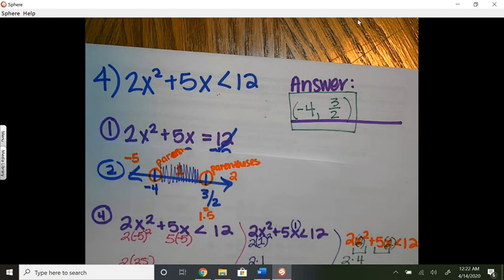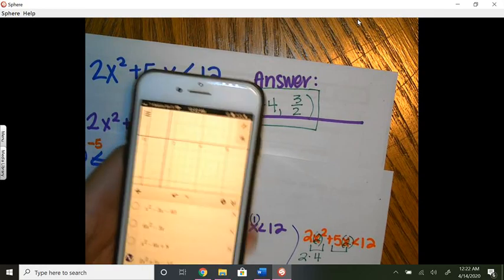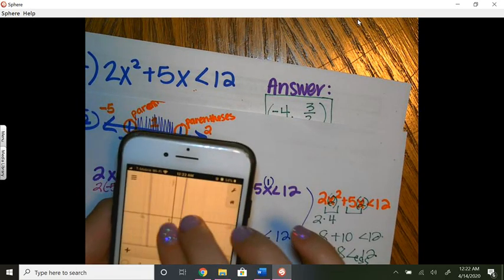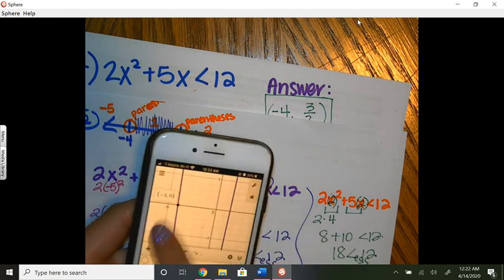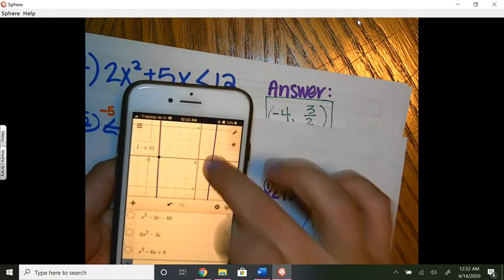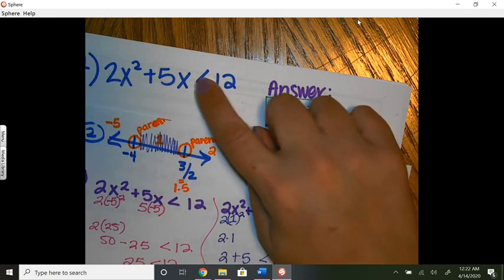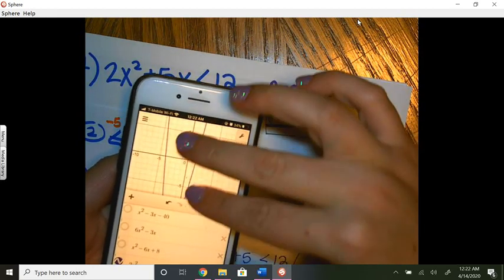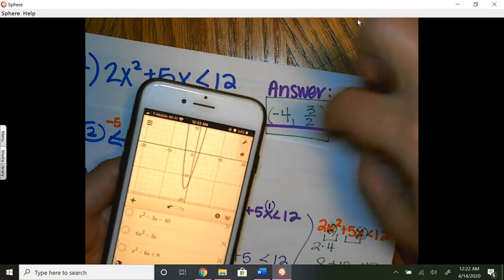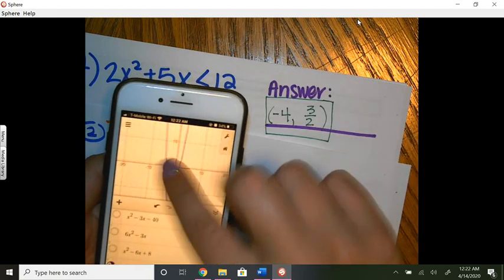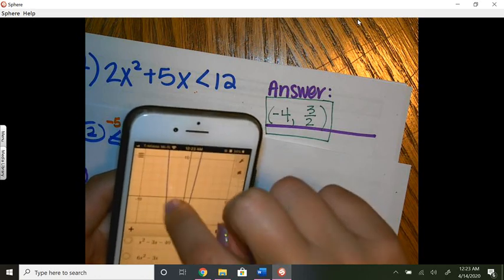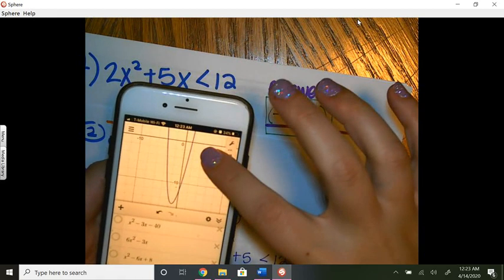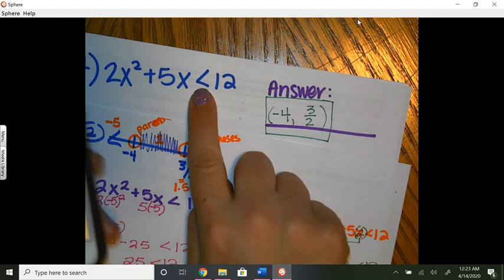Now if we take a look at that on a graph. I graphed 2x squared plus 5x minus 12 right here. If I click on here, you can see the -4, and if I click right here, you can see the 1.5, so the 3 halves, and it says less. If we look at this graph, it is less in between here. The graph goes below the x-axis in between the -4 and 3 halves. It goes above from -infinity to -4, and above from 3 halves to positive infinity. So that's what it would look like on a graph. It goes below in between these, and that's what we were looking for.